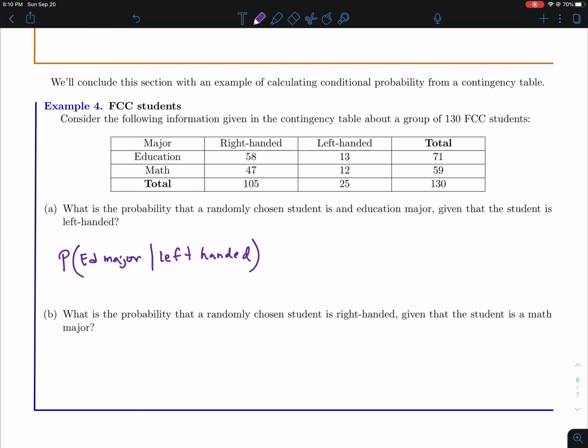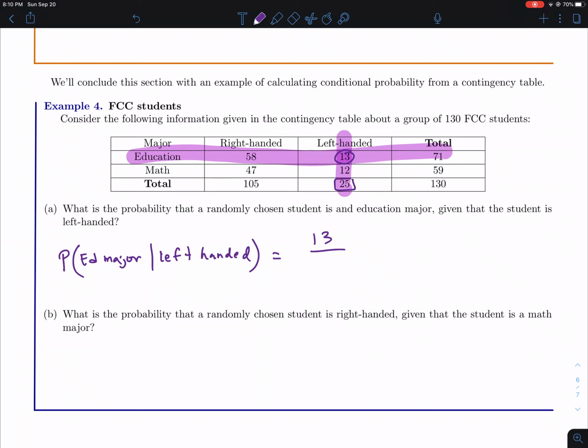So in this case, we're looking for the education major and we're looking for whether they're left-handed or not. So we know that they're left-handed, so that means we only have to look down this list. So we know the student's left-handed, and now we're just focusing on the education part. So what's the probability that a randomly chosen student is an education major given that the student is left-handed? In that case, we get that there are 13 left-handed education majors out of how many total?